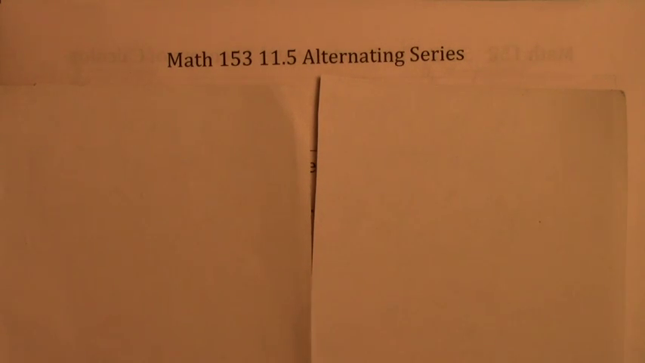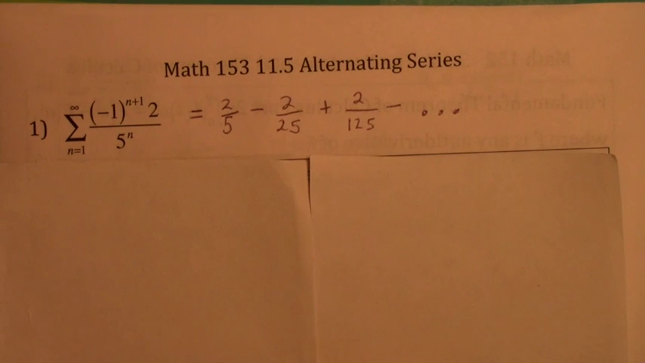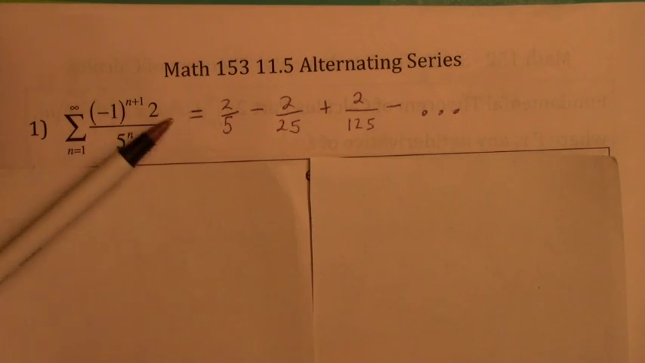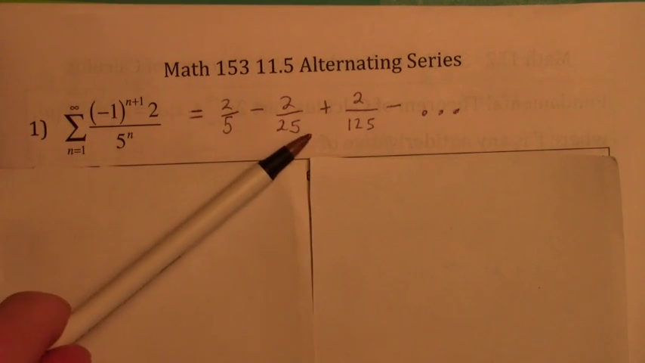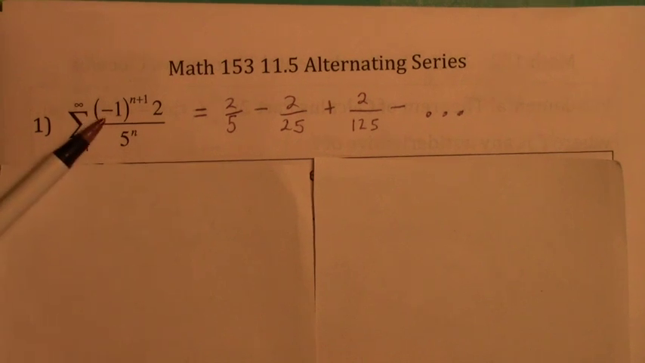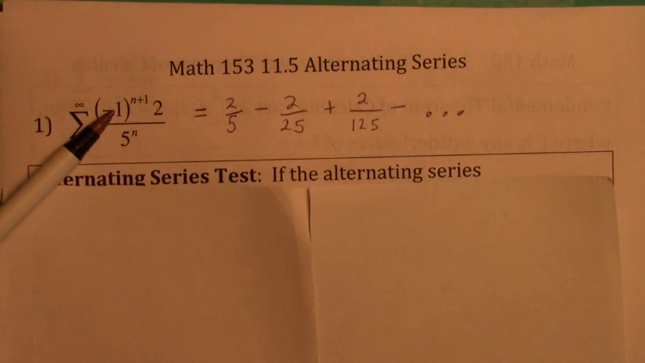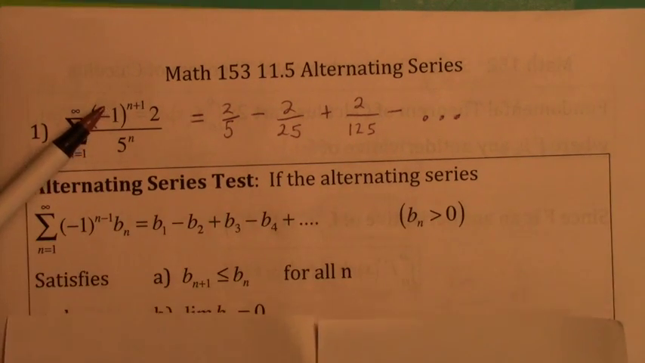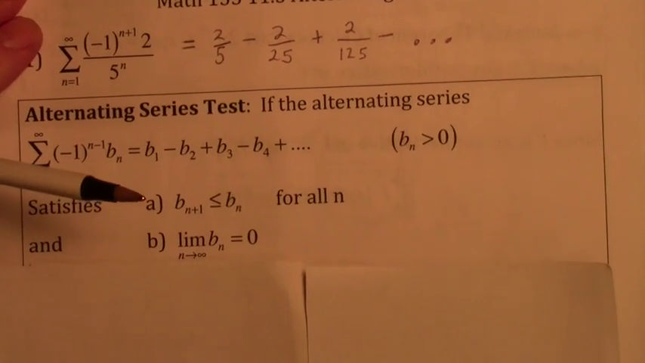Okay, in this section we're going to talk about alternating series. Here's an example of one. With an alternating series, the signs of each term alternate. Oftentimes with an alternating series you'll have this little negative 1 to the n factor here. And it turns out there's a way to determine convergence if you have an alternating series.